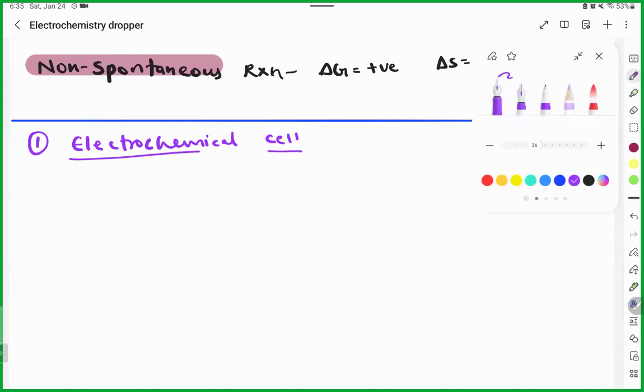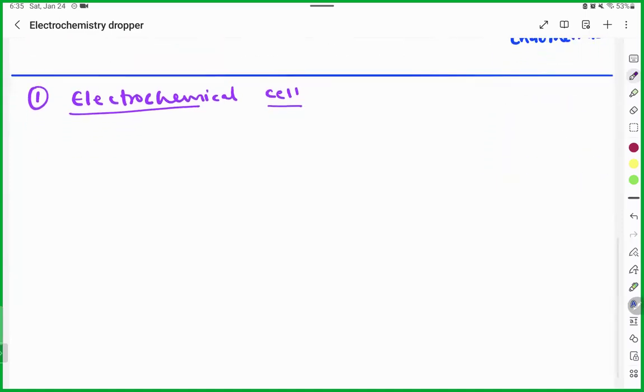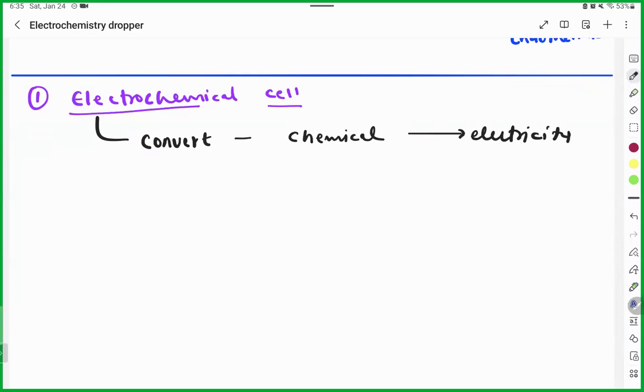Any example of an electrochemical cell, Tuhina? I don't know, sir. I don't know anything in this chapter, sir. Okay. Sarah? An electrochemical cell basically converts your chemical into electricity. An example of this electrochemical cell is the Daniel cell. Very popular. Lithium ion batteries, no? Yes, Daniel cell. So what happened in the Daniel cell?